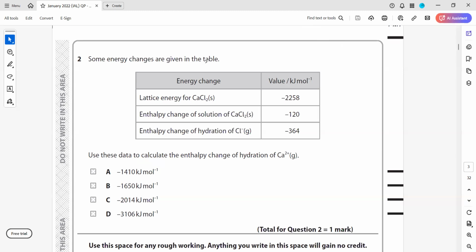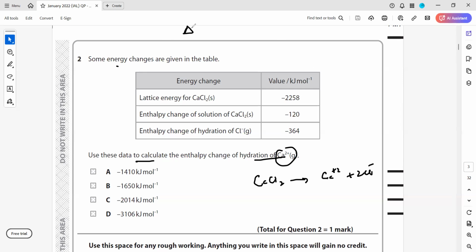Some energy changes are given in the table, as you can see. Use the data to calculate the enthalpy change of hydration of calcium. So first, when we write the equation for this, calcium chloride forms a calcium ion, 1 calcium ion and 2 chloride ions.